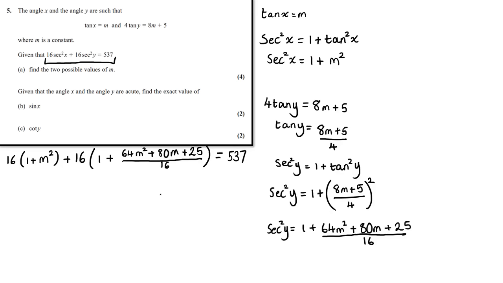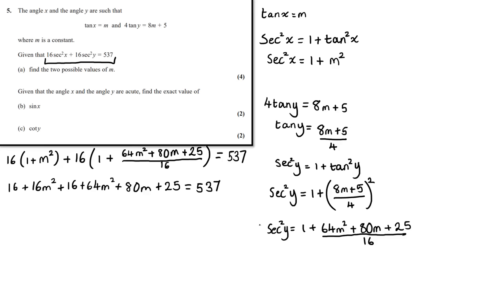Okay. So if I expand this left term, 16 times 1 plus m squared, I'm going to get 16 times 1 giving us 16, and 16 times m squared giving us plus 16m squared. So that's our first bracket dealt with. Dealing with the second bracket, again we've got 16 times 1 giving us another plus 16. So that's fine up to now. This part here, we've got 16 lots of this expression. As we're dividing by 16, if we times it by 16, they just cancel, and we're left with the numerator. So we get plus 64m squared plus 80m plus 25.